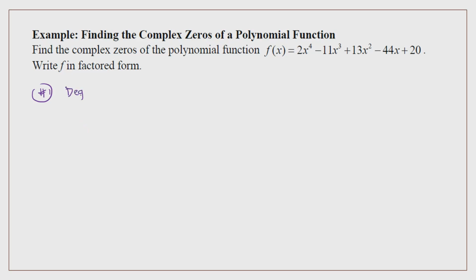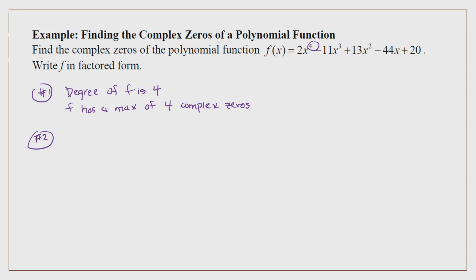So find the complex zeros of the polynomial function f of x and write f in factored form. Okay. So for step number 1, we need to determine the degree and the maximum number of zeros present in our polynomial function. So this polynomial function has a degree of 4. That's the highest power. So that means f has a maximum of 4 complex zeros.